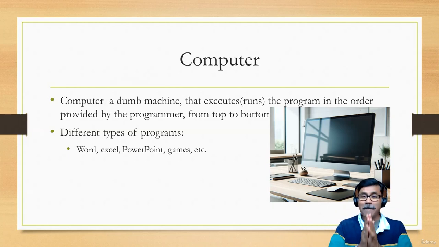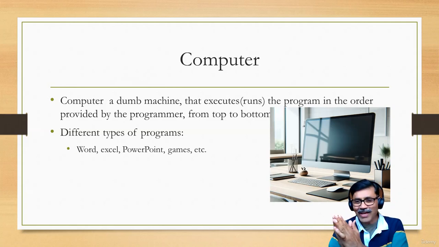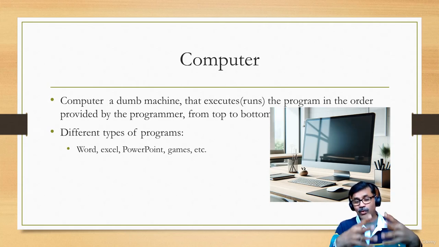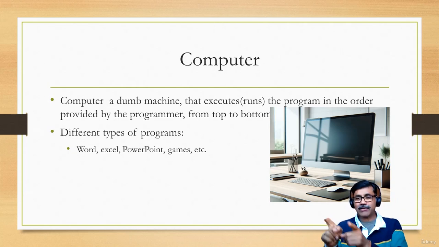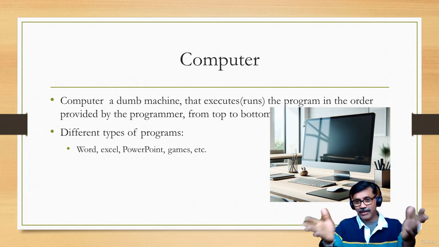Again, it's a dumb machine, doesn't do anything on its own. It simply follows your instructions, and you are learning to be a person who is going to give instructions to this computer, right? And a computer could be running different types of programs. Remember, one more time, a computer is a dumb machine that follows instructions, and these instructions are called computer programs.